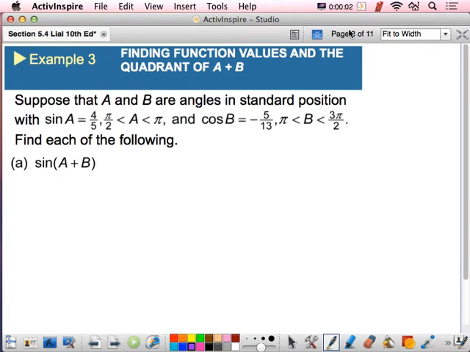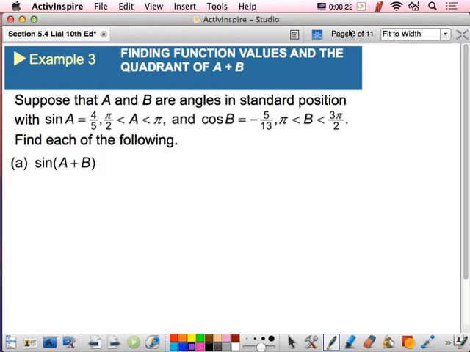So for example 3, we want to suppose that A and B are angles in standard position and that the sine of A is positive 4/5 and A is between pi over 2 and pi, and the cosine of B is negative 5/13 and B is between pi and 3 pi over 2, and we were going to find 3 things about it. The first of which is the value of the sine of A plus B.